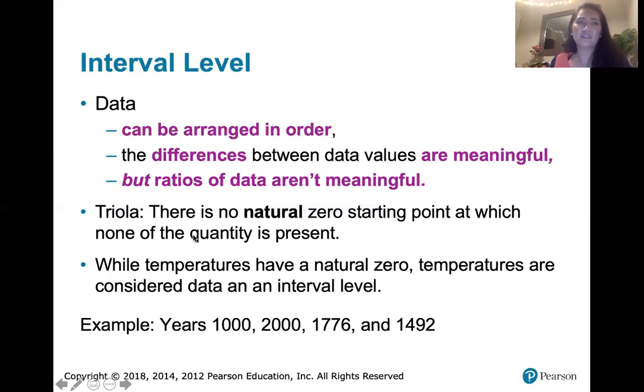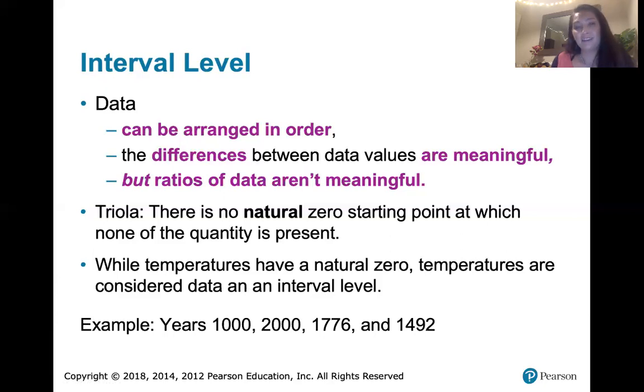Another example of interval level data are years. So you have the year 1000, the year 2000, the year 3000. Is the year 3000 three times the year 1000? Well, I guess the number 3000 is three times the number 1000, but is it thrice the years? I don't know. It doesn't really make sense to talk about ratios of these. But differences between years make sense.